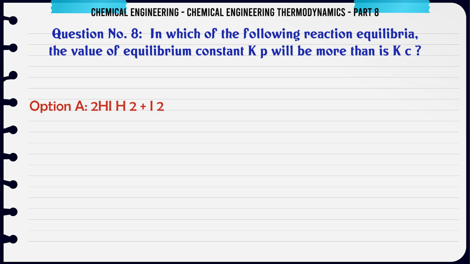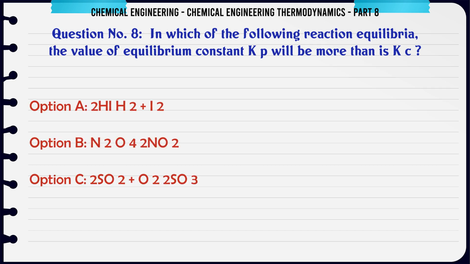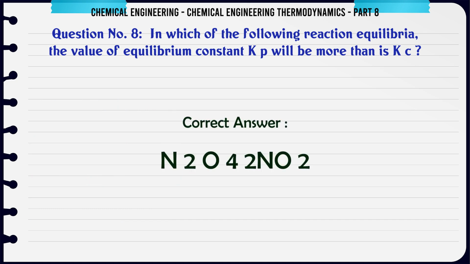In which of the following reaction equilibria will the value of equilibrium constant Kp be more than Kc? A. H2 + I2 ⇌ 2HI. B. N2O4 ⇌ 2NO2. C. 2SO2 + O2 ⇌ 2SO3. D. None of these. The correct answer is N2O4 ⇌ 2NO2.